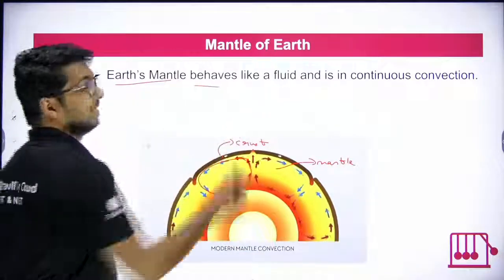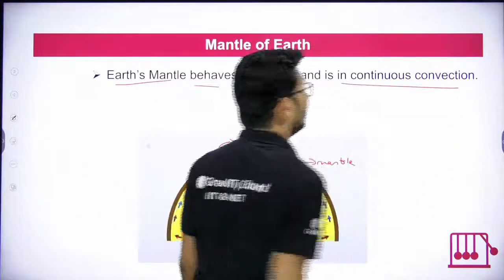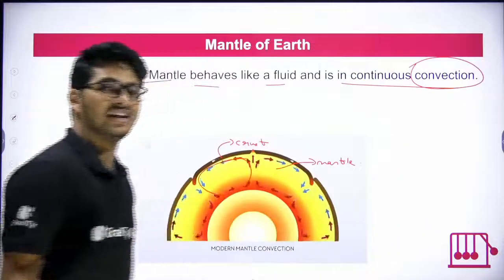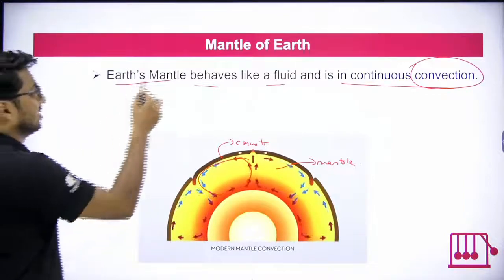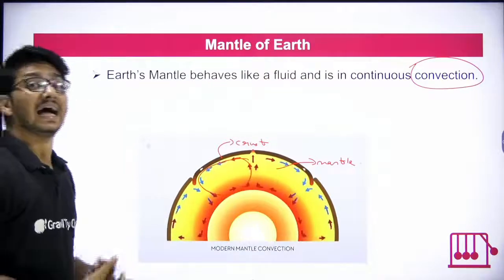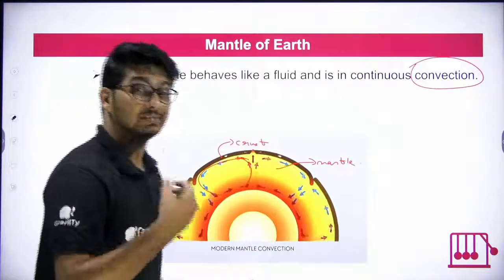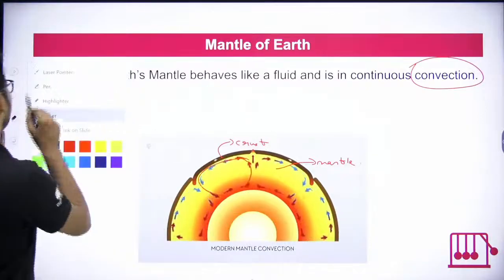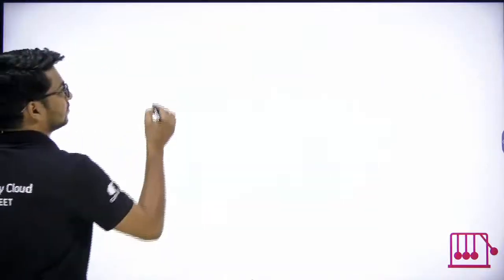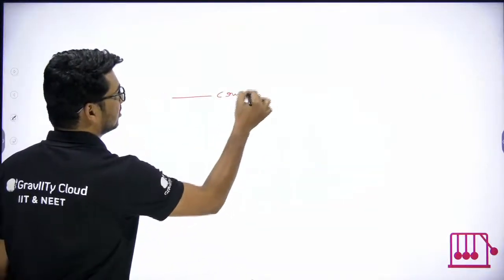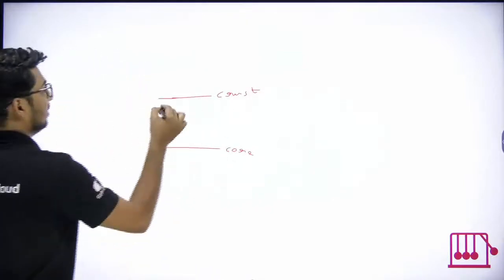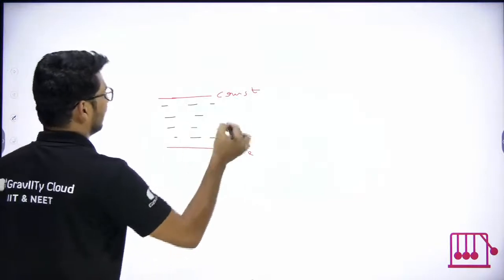The Earth's mantle behaves like a fluid and is in continuous convection. Now look at this word, convection. Have you heard about it any time? Heat transfer by convection: in liquids and in gases, heat transfer takes place by convection. The same thing happens here. Let's say this is the crust and this is the core, and in between you have the mantle. Mantle is like a fluid.